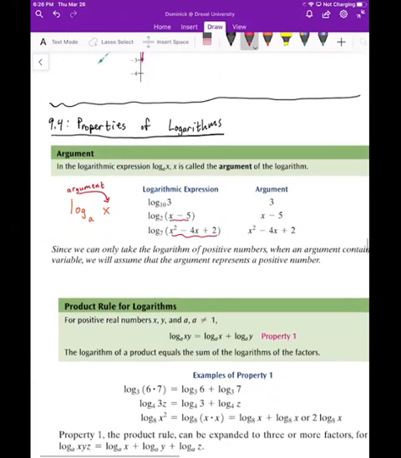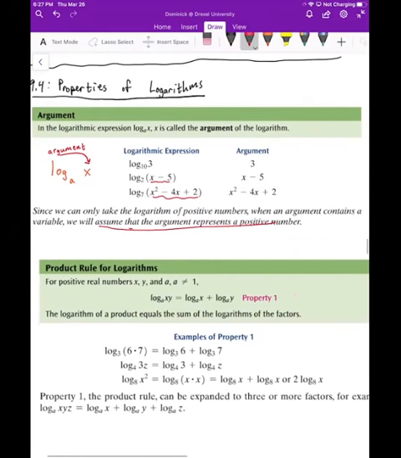And of course, we know that the domain of a logarithm is all positive numbers. So we're always going to assume that the argument, regardless of if we have variables in there, is only satisfied for values that make the argument positive. I'll typically refer to the argument of a log as the inside of a log, but if I say argument, that's what I mean as well.